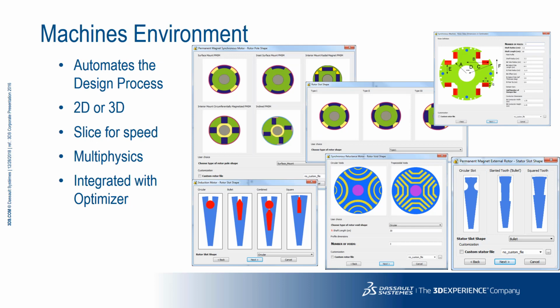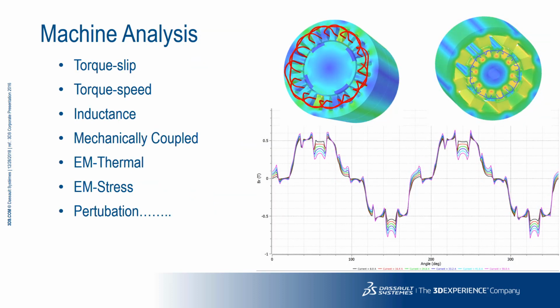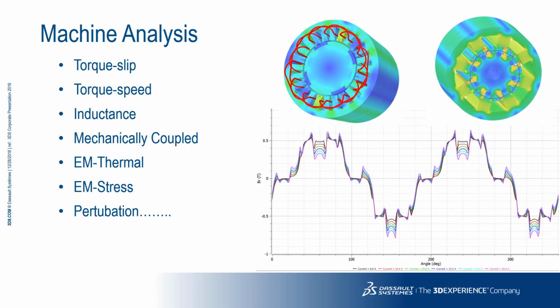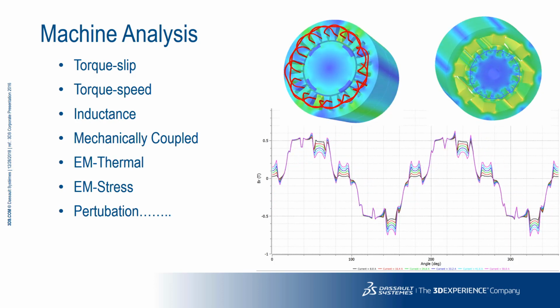The machines environment is an easy-to-use, template-driven development tool specifically designed for electrical machines engineers. It uses the full power of Opera to solve the models generated by the environment. It will assist with full multi-physics modeling and automate post-processing. It's integrated with the Opera Optimizer, allowing machine models to be rapidly optimized. Here are a selection of some of the analysis types that can be carried out automatically within the machines environment. The environment handles pre-processing, solution, and post-processing.